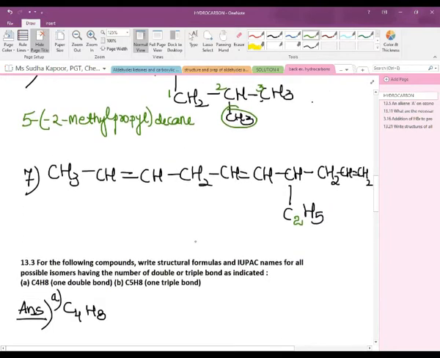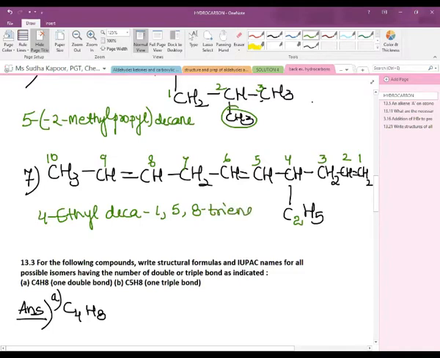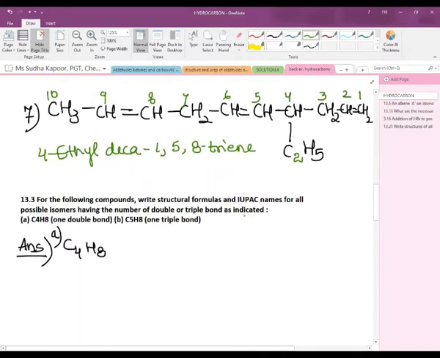2-methyl-propyl decane. In the seventh part, the numbering is to be followed, giving importance to the double bond as well as to the branch, keeping the lowest locant rule also in consideration. 7, 8, 9, and 10. It is again a 10 chain. So it becomes 4-ethyl. On the fourth position, it is presence of ethyl. Deca, 1,5,8. Then it is triene, 3 times triene. So this is what we have to do in the question number 2, that is giving the IUPAC name.